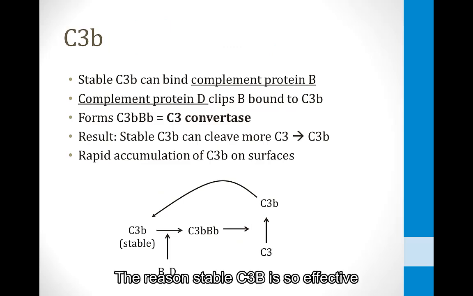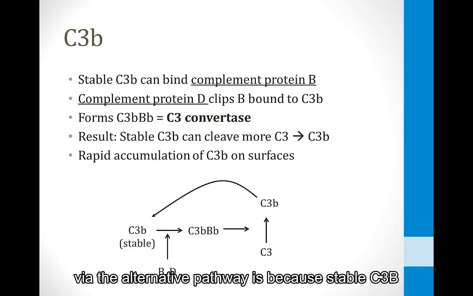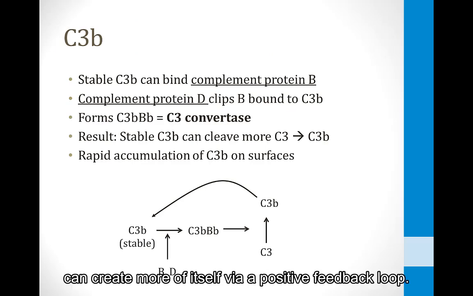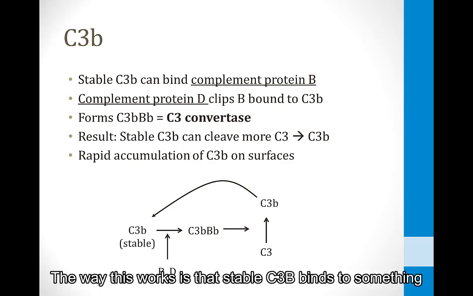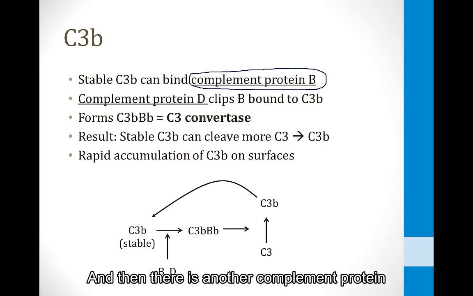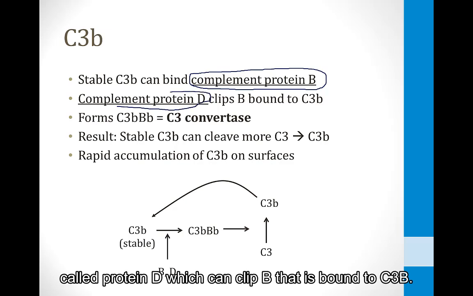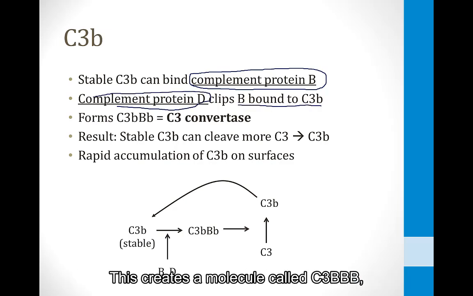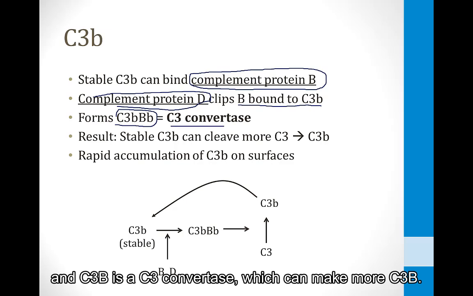The reason stable C3b is so effective via the alternative pathway is because stable C3b can create more of itself via a positive feedback loop. The way this works is that stable C3b binds to something called complement protein B. And then there is another complement protein called protein D, which can clip B that is bound to C3b. This creates a molecule called C3bBb, and C3bBb is a C3 convertase, which can make more C3b.